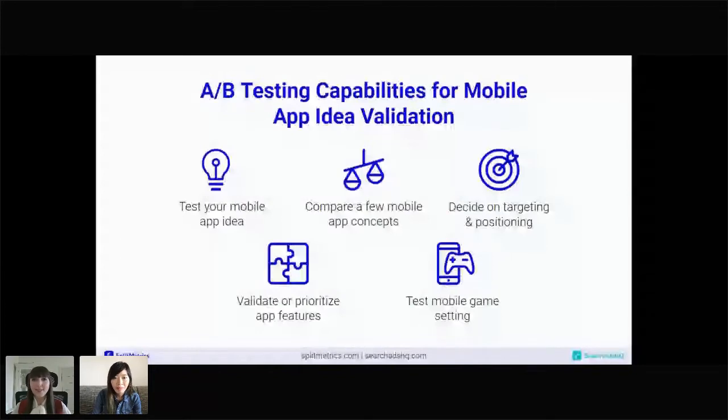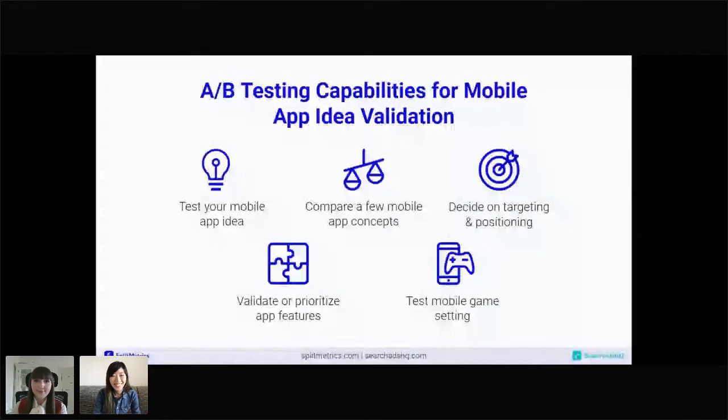On this slide, you can see the capabilities of App Store A/B testing of prototypes for app idea and concept validation. You see that you can test your mobile app idea, compare a few mobile game or app concepts, and choose the one that works best. You can decide on targeting, positioning, localization, validate your features and prioritize them. In case you're building a mobile game, you can test mobile game setting, character, style, and everything. Now let's go to details.